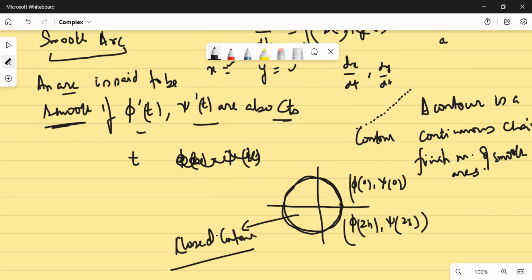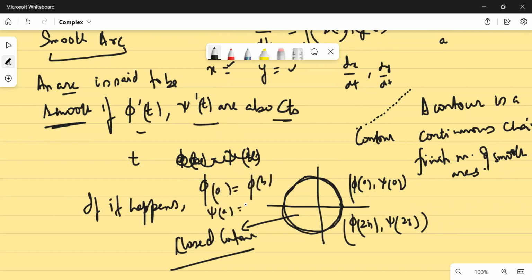Closed contour का मतलब ये हो गया, if it happens that your phi at A becomes phi at B and psi at A becomes psi at B, while saying x and y as some phi t and psi t, I would say that I have come back to the same point. आप A पे थे, आप वापस B पे आए, तो आपके जो इनिशियल कोऑर्डिनेट्स हैं, x कोऑर्डिनेट और y कोऑर्डिनेट, you've come back to the very same point. So basically this describes your closed contour.